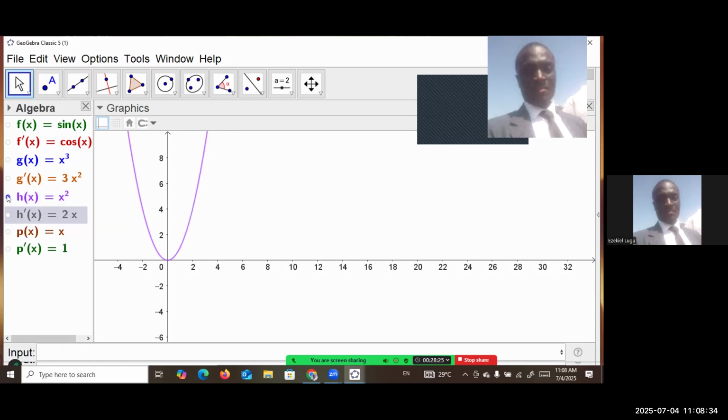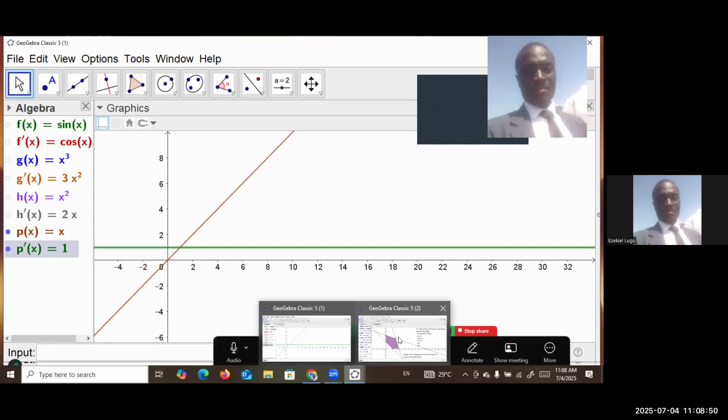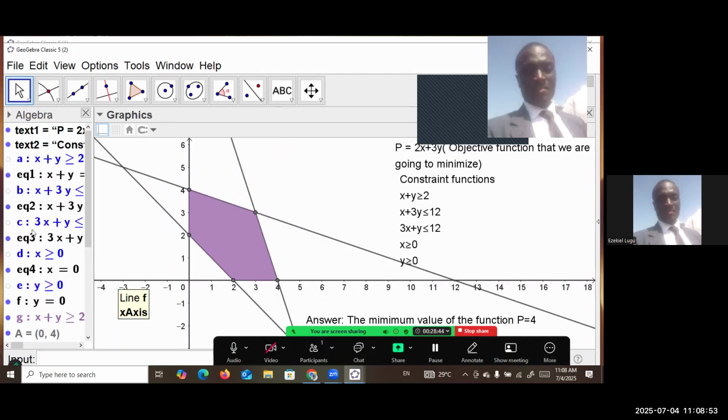And then we took a linear function, right? When we differentiate a linear function, you get a constant, which is a straight line. And that's what we've gotten. And then we moved on to look at how to do linear programming.